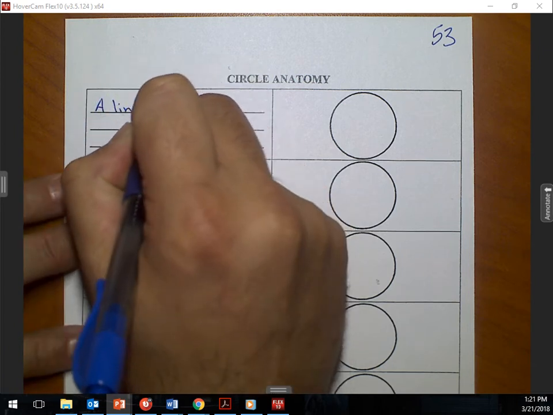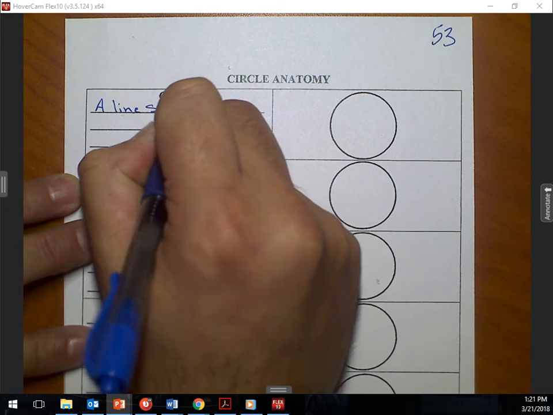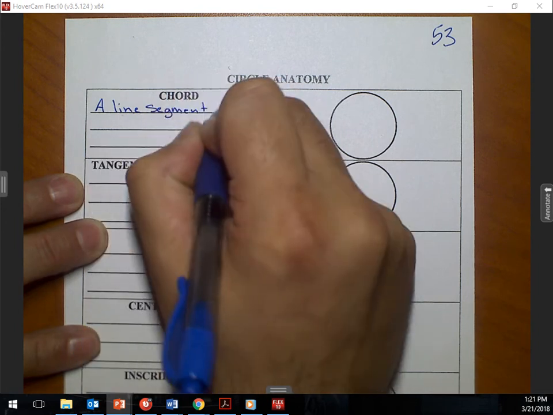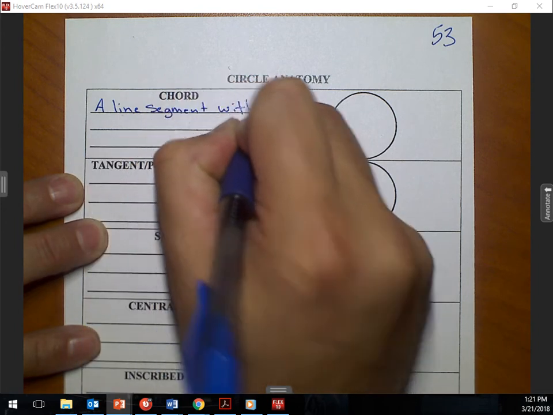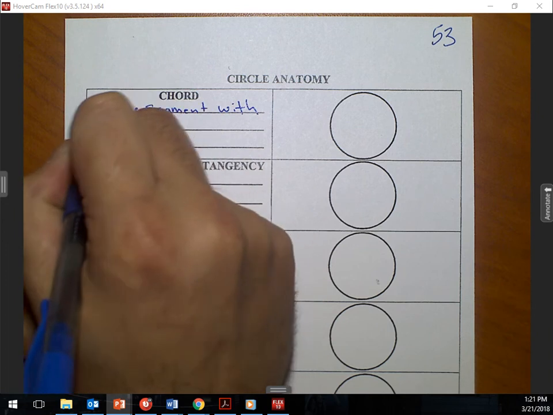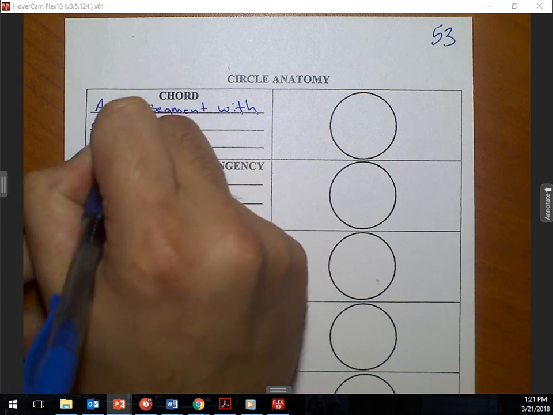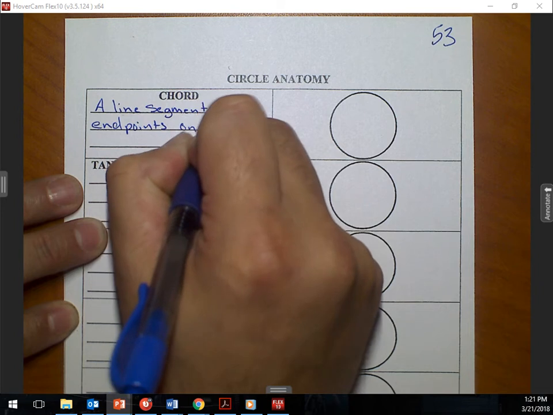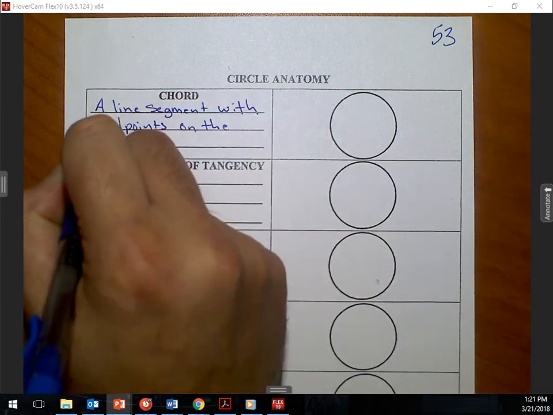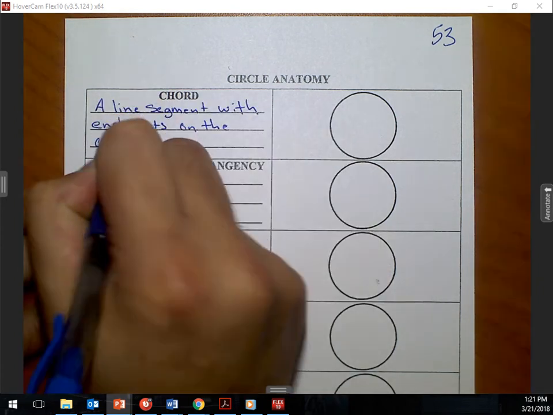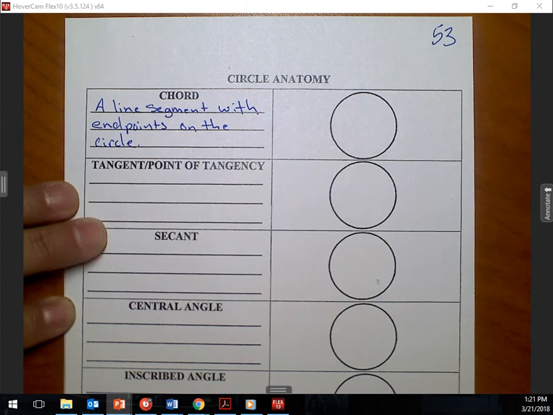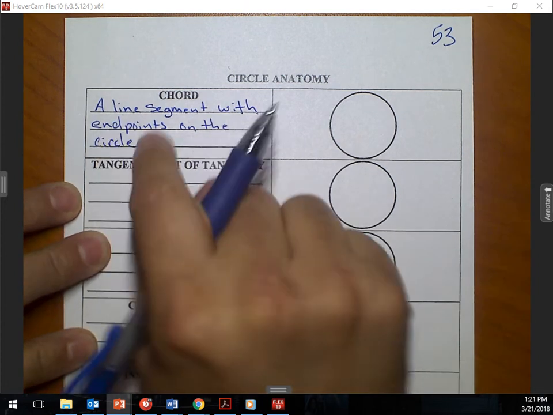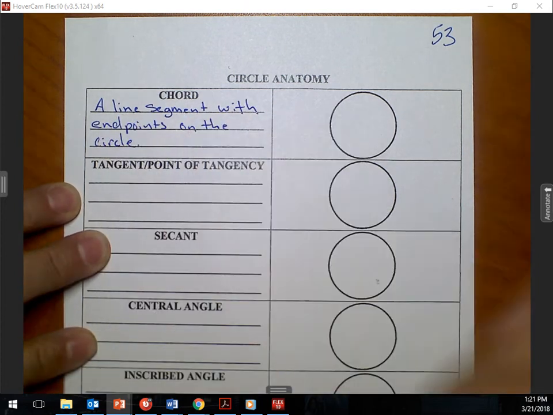A chord is a line segment with endpoints on the circle. Okay, so a chord is a line segment with endpoints on the circle.